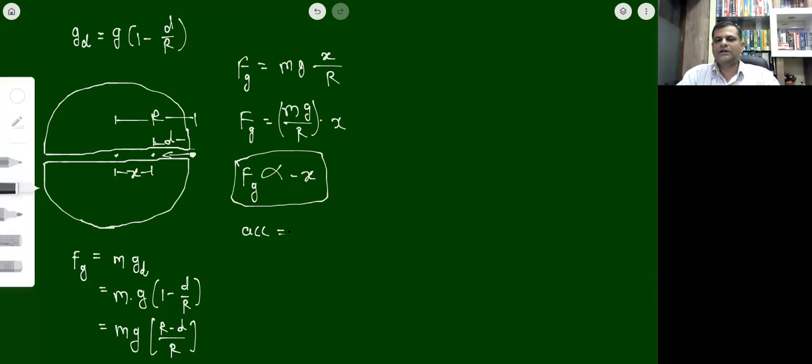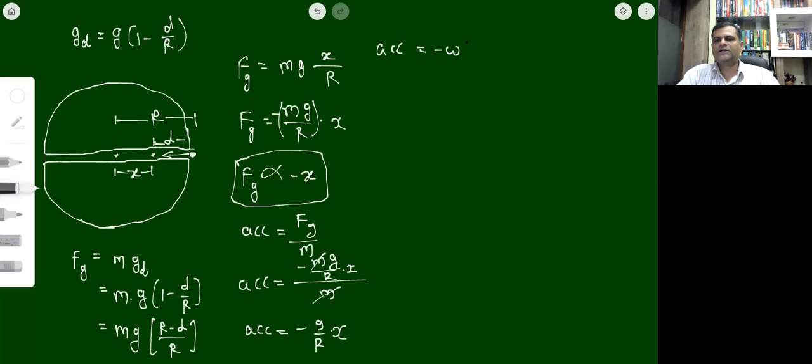तो acceleration कितना होगा यहाँ पे, force divided by mass, तो ये बनेगा हमारा acceleration. So if we put the value of force here, it will be negative, that is minus mg upon r multiplied by x, to be divided by mass m. Then mass gets cancelled, and we are left with acceleration equal to minus g upon r into x. If we equate this with the equation of acceleration in SHM, which is minus omega square into x, we can say that omega square in this case happens to be g upon r.